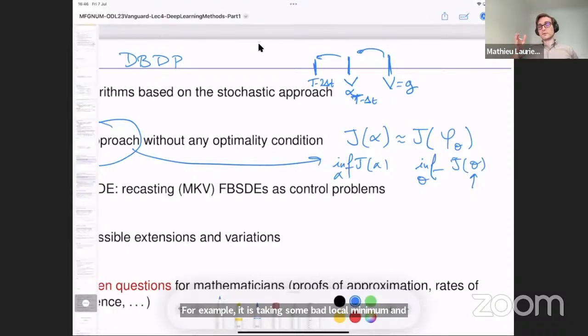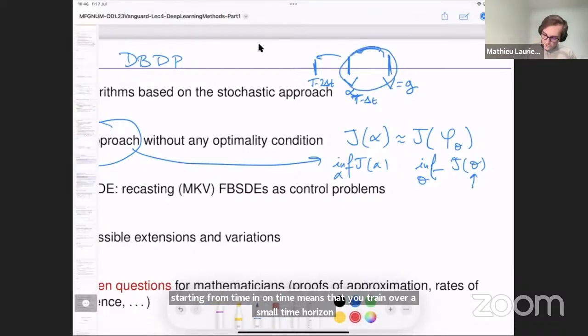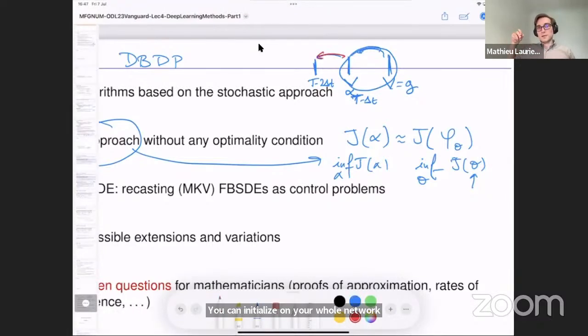It's true that starting from terminal time means that you train over a small time horizon at each iteration, and so it's an easy problem. Furthermore, when you move to the previous time step, you can initialize the neural network using the next time step. So you already know the control or the value at the next time step, and you can use that as an initial guess, and then usually it converges very quickly. So you can go backward in time in quite an efficient way.